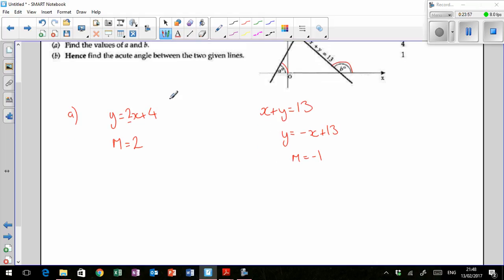Okay, we're now going to use our m equals tan theta. So we know that m equals tan theta, so 2 is equal to tan A. Let's use A this time because that's what we're using in the question. So A is going to be the inverse tan of 2. Similarly, we know that -1 is equal to tan B. So B is going to be the inverse tan of -1.